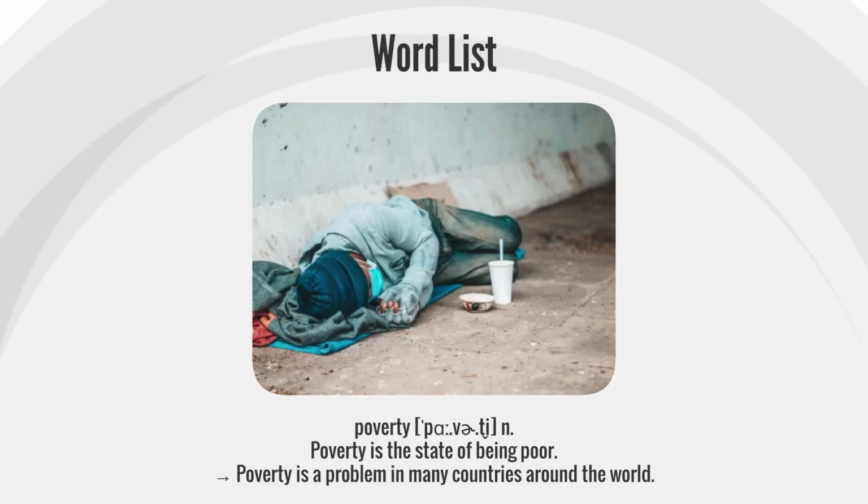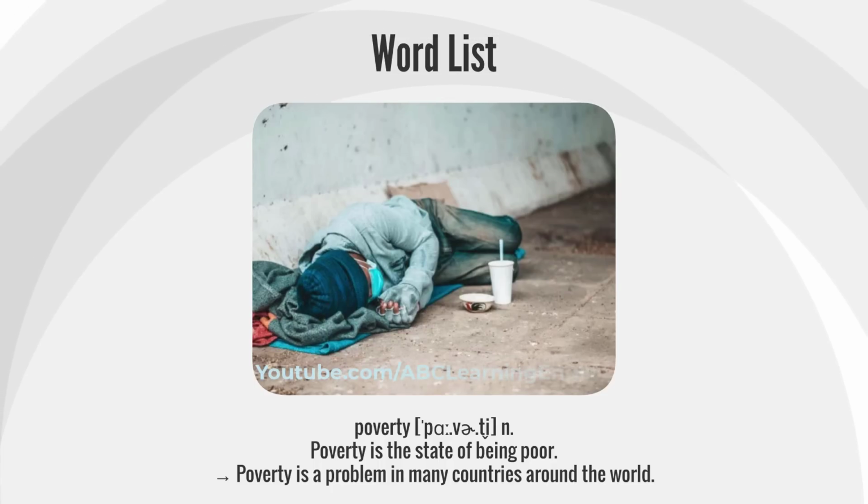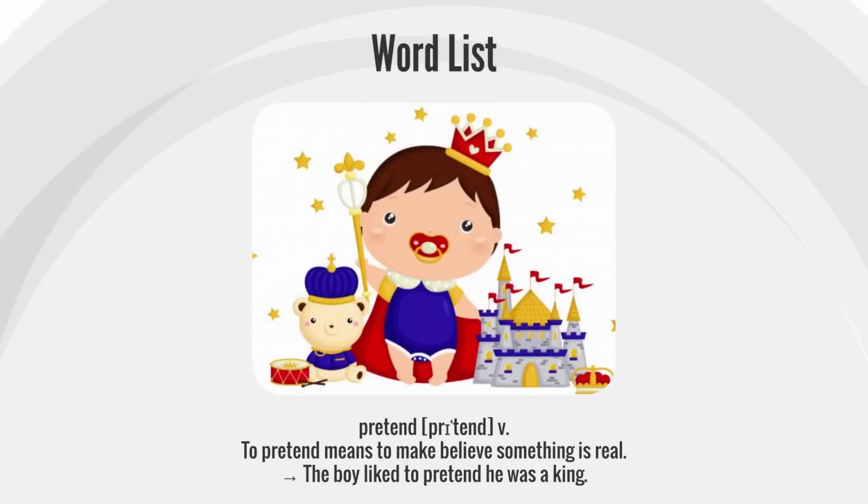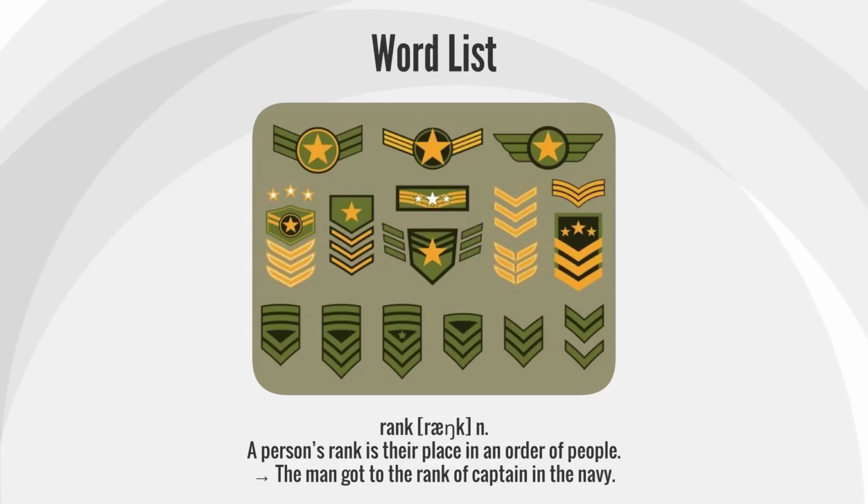Poverty. Poverty is the state of being poor. Poverty is a problem in many countries around the world. Pretend. To pretend means to make believe something is real. The boy liked to pretend he was a king. Rank. A person's rank is their place in an order of people. The man got to the rank of captain in the Navy.